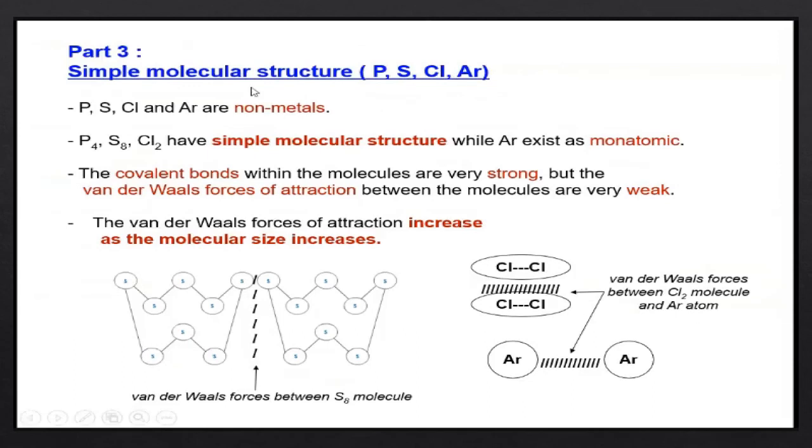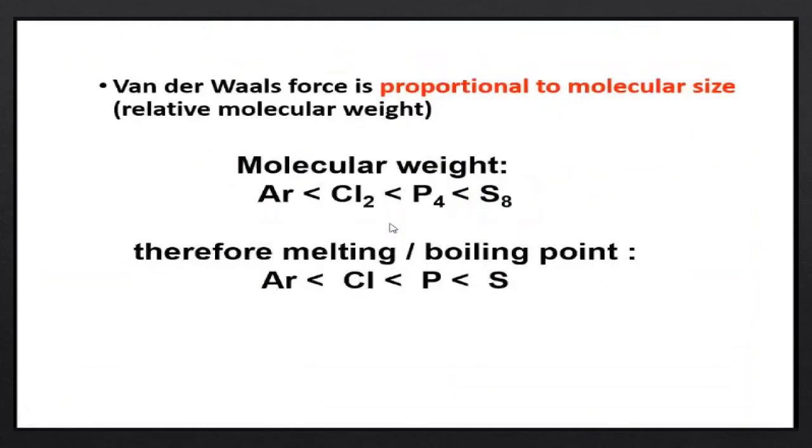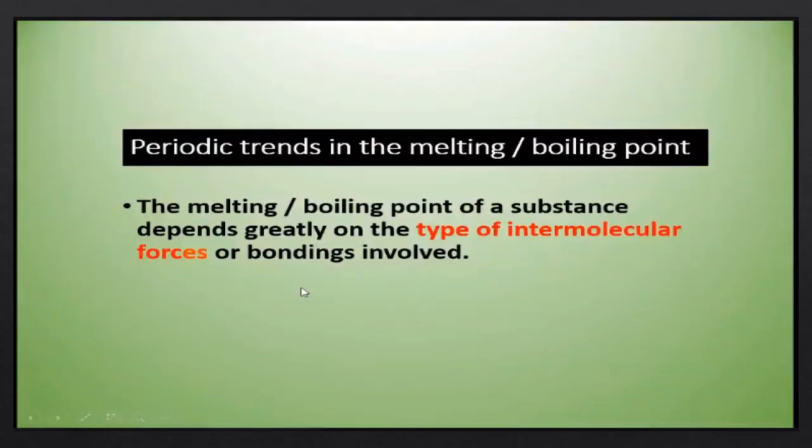For part 3, the non-metals, it is a simple molecular structure. What type of forces? Van der Waals forces, which depend on the molecular size. When the molecular size increases, the strength of van der Waals forces increases. That's why S8 is the largest molecule, followed by P4, Cl2, and argon. So the melting point is highest for sulfur and lowest for argon. That's all for here.